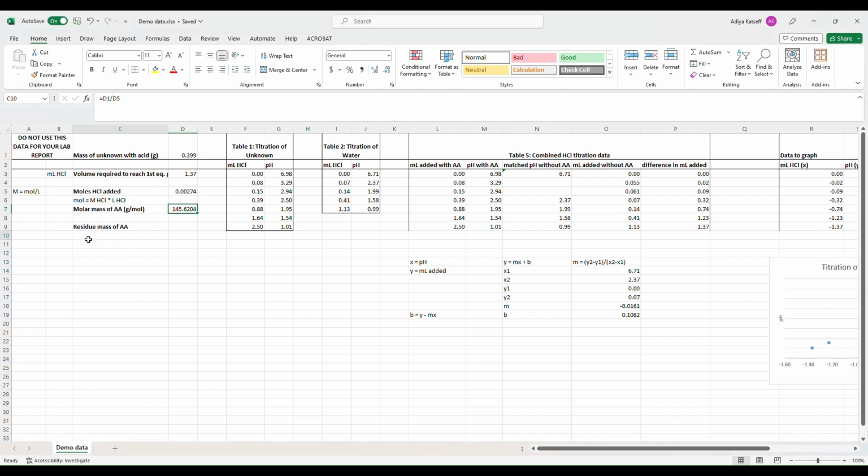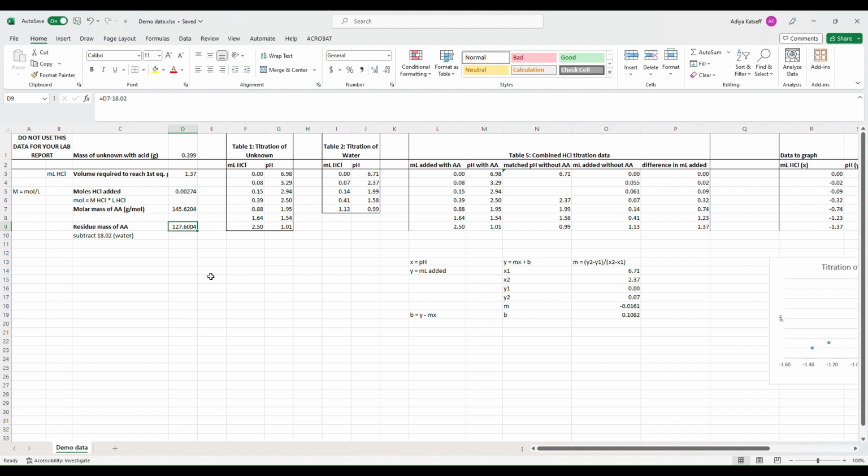So to figure out the residue mass, we subtract 18.02, which is water. Now we can ask Excel to do this for us. We have our molar mass, our isolated mass, and then we subtract 18.02, and this is now our residue mass.